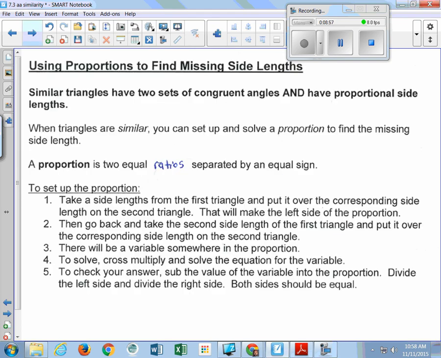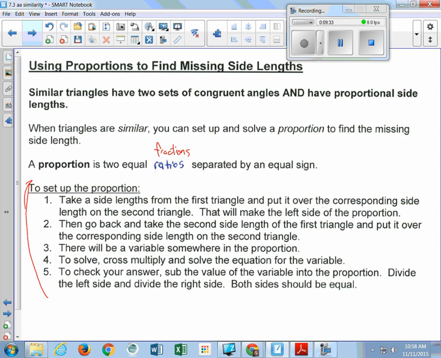The next is going to be proving or using proportions to see if triangles are similar. Similar triangles have two sets of congruent angles and proportional side lengths. When triangles are similar, you can set up and solve a proportion to find the missing side length. The proportion is two equal ratios or fractions separated by an equal sign. So these are the instructions for how to set it up. If you follow those instructions, you can set it up.